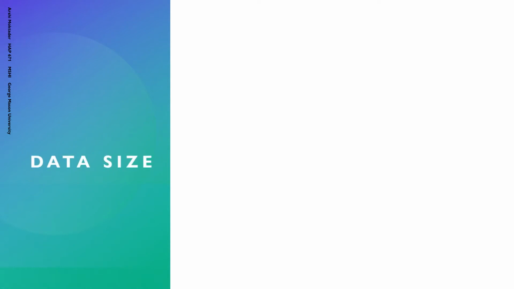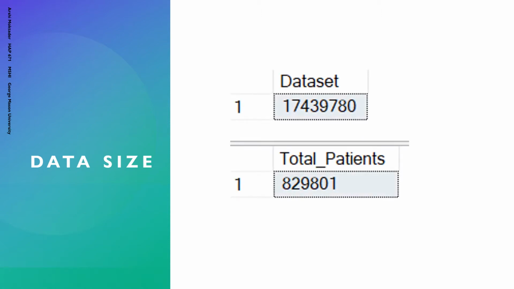So starting off our analysis, we're going to first take a look at our initial data set. This data set is extracted from simulated data from a major healthcare institution within the US. Displayed are the number of records and total unique patient IDs. In this data, we started off with quite a bit over 17,439,780 records, in which there were 829,801 unique patients.